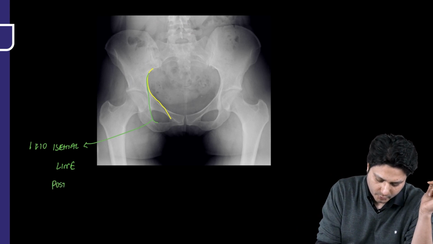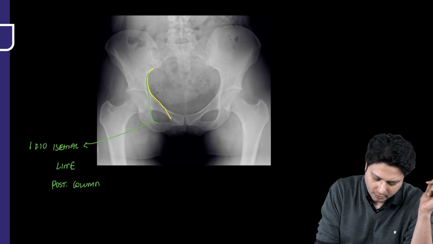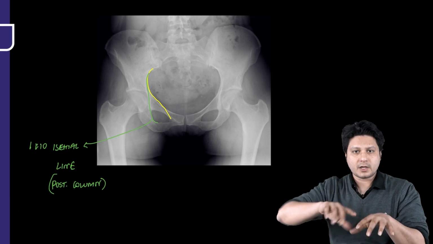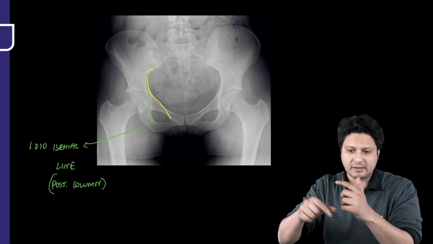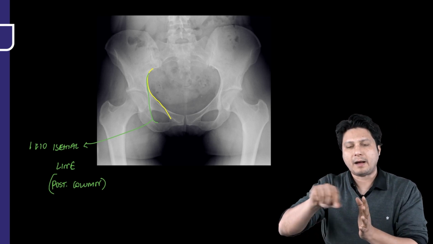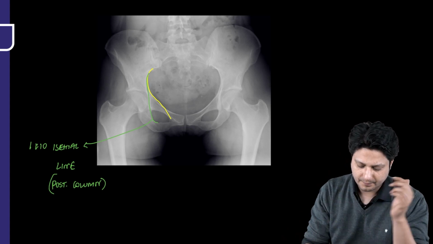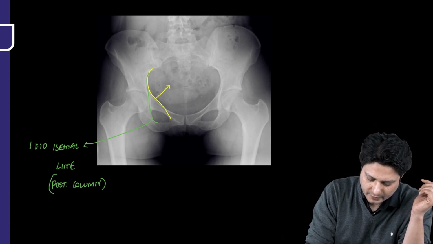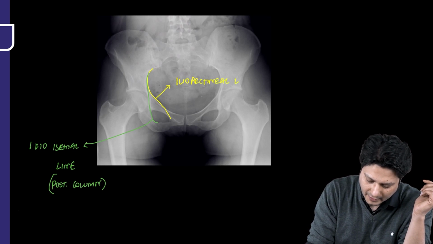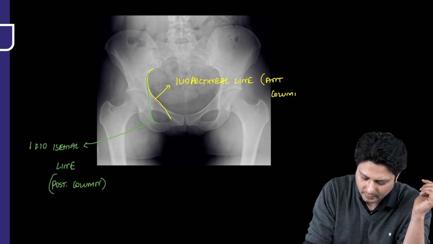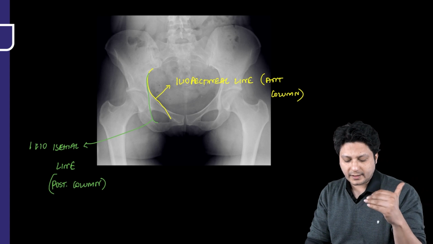So it is representing the posterior column of the acetabulum, because the acetabulum is a three-dimensional structure which has anterior and posterior columns. And whether it is the anterior or the posterior column which is affected is, to some extent, going to be identified by a brief description of these lines. Then over here, the line which is created is known as the iliopectineal line, and this iliopectineal line is representing the anterior column of the acetabulum. So it is representing the anterior column.